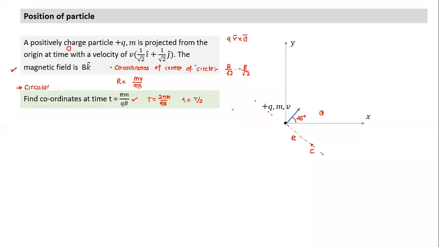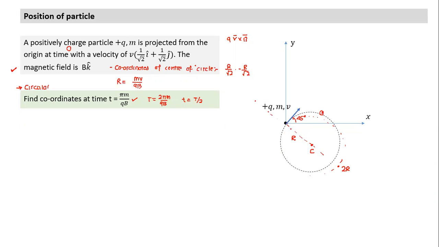So what does T by 2 mean? It is moving in a circular path, but at T by 2 it will be on the diametrically opposite point. It will be diametrically opposite from here. At what distance from here? At a distance of 2r. And at what angle? 45 degrees. Can we find the position? We should be able to find the position.